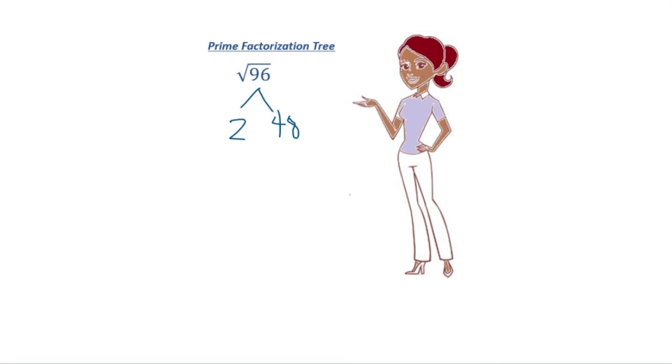So we know that 2 times 48 is 96. We know 2 is a prime number, so we're going to continue breaking down 48. So we know 2 and 24. Again, we're going to break down. This is 2 and 12. Again, break this down, 2 and 6. And then lastly, 2 and 3. So all these nodes at the end of the tree are prime numbers.